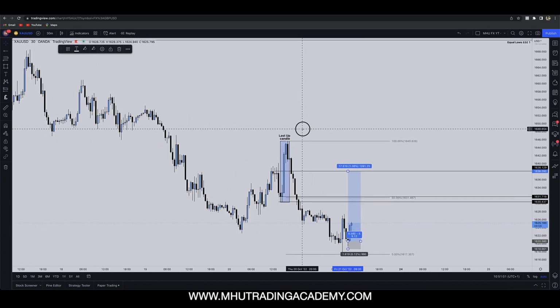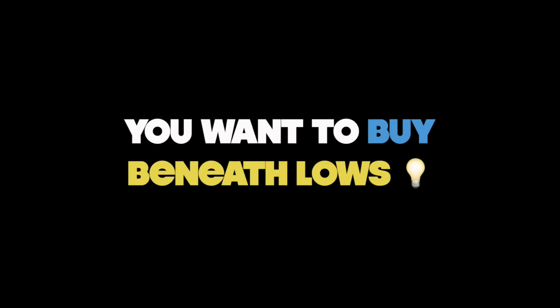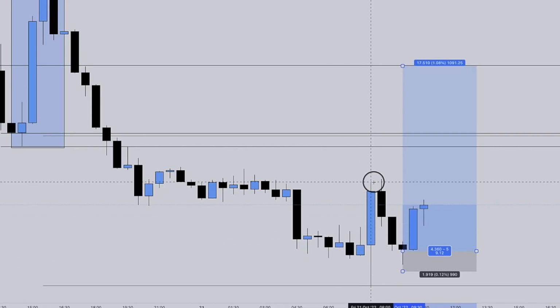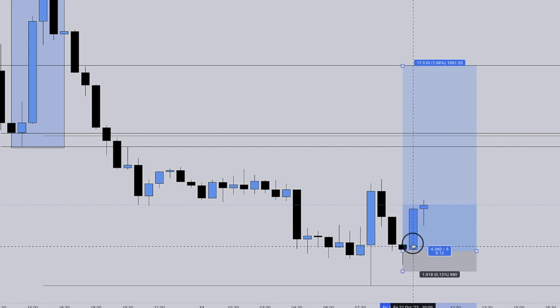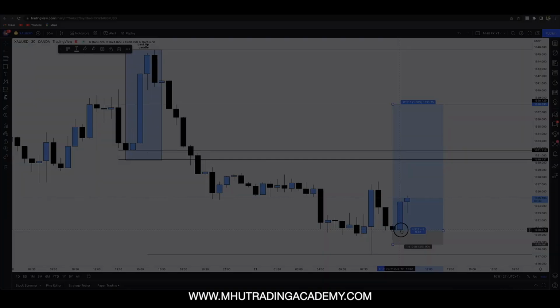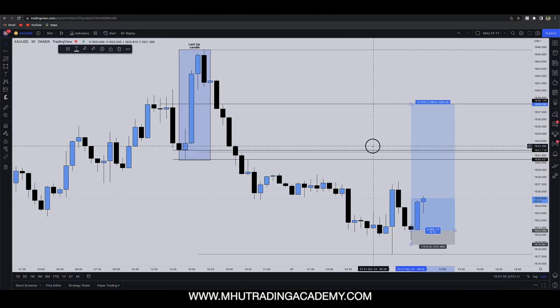The reason I'm looking to buy here is because you want to be a buyer beneath an old low. You don't want to be selling. So the moment price traded through a short-term high, which is this one over here, it came out to retrace into it. This is why I was looking to get active here to take price to the upside, because technically when it trades through a short-term high, it's telling you that it wants to trade back up into the range, into something it could potentially use to turn around at.